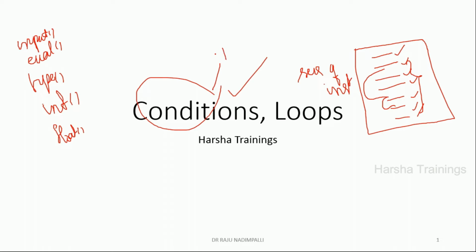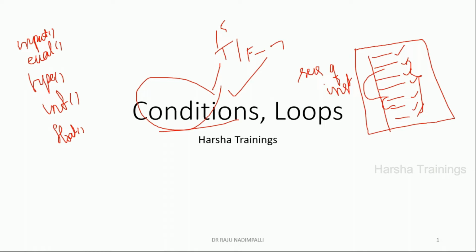Did you understand what is the meaning of condition? Conditions always return either true or false. If the condition becomes true, I may execute the fifth statement. If the condition becomes false, I may execute the seventh statement. That means I am able to change the sequential order of execution by using conditions.